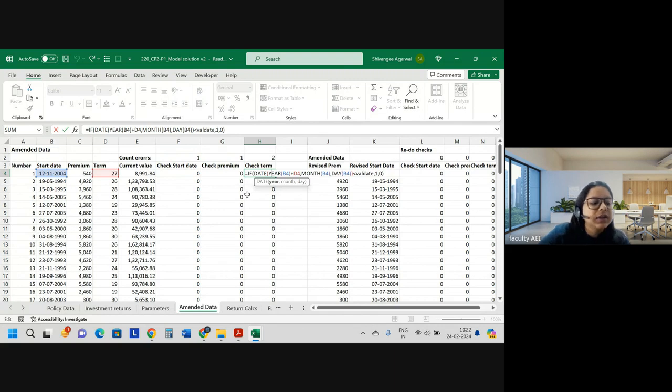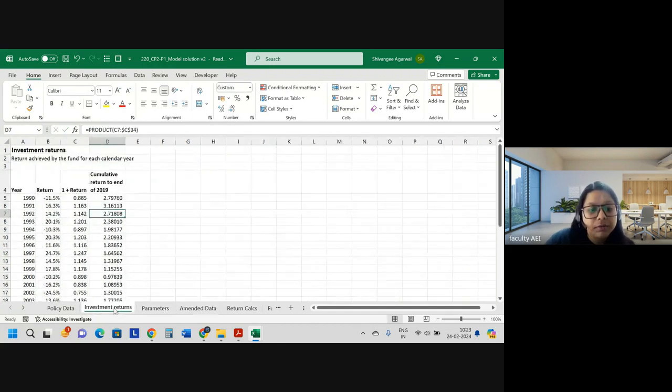So for the term, what they have done, they have made it a little different. I think this is something which might not strike us in exam. So what they have done, they have taken the year of the start date, added the term to it. So basically what they are trying to check is whether this particular policy still exists at the point of valuation date, which is 31st December 2019. So how can you check that? If the policy started in 2004 and if the term is 27 years, just add 27 years to that and check whether it is greater than 31st January 2019. This is what they have done.